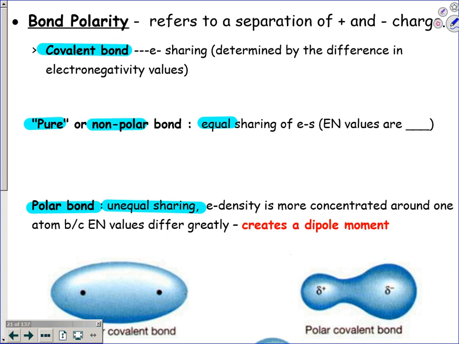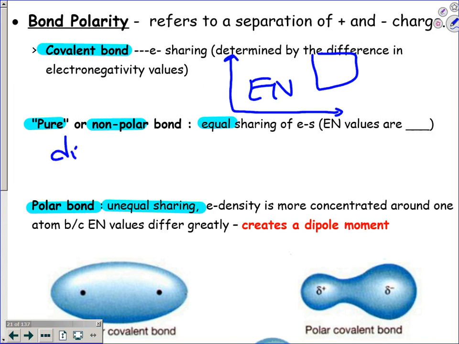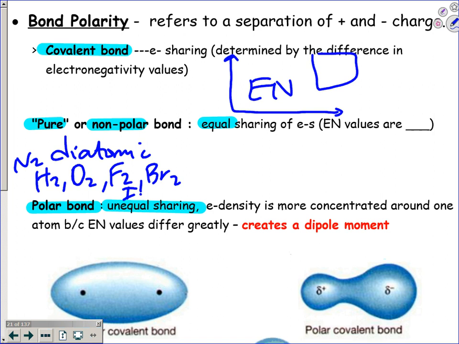If you have atoms that are the exact same, like anything diatomic, their electronegativity values are way up here, and they will be the same if they are the same atom, meaning they're diatomic. So if we have diatomic species, what are the diatomics? The big 7. H2, O2, F2, Br2, N2, I2 and Cl2. There are 7 of them.